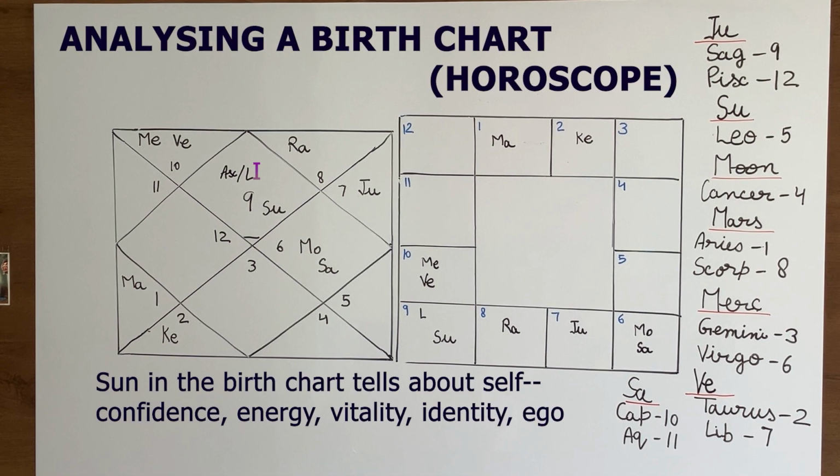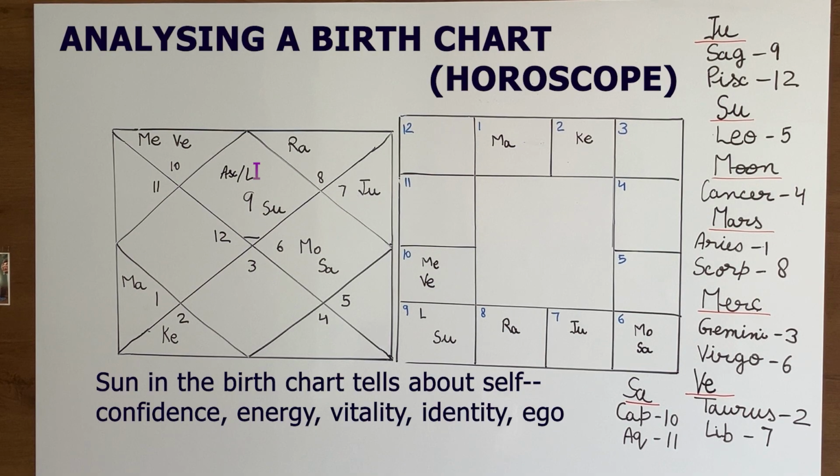It is the basic life force. Self cannot exist without sun. It is the source of energy. Placement of sun in the birth chart tells about our health, vitality, energy, self-confidence, how we present ourselves in society, the way we express ourselves to others.